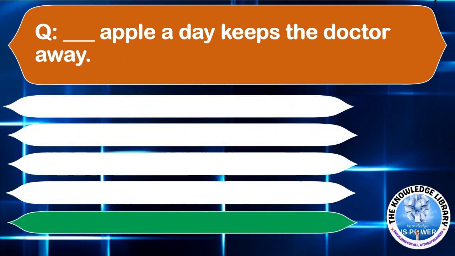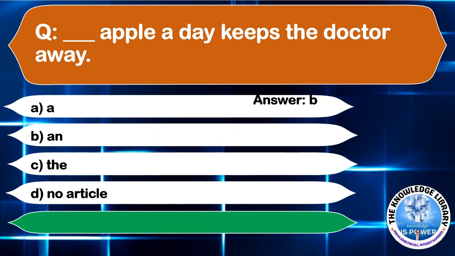Dash apple a day keeps the doctor away. Option A, a. Option B, an. Option C, the. Option D, no article. The correct answer is option B, an. Moving to the next question.